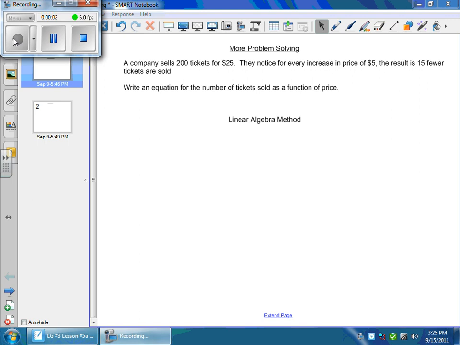All right, here's an interesting little question that was brought up in the learning guide, and it's actually number 10 on the multiple choice. So I want to show you this one because it also appears again in the long answer. So here's the question. It says a company sells 200 tickets right here. The price is $25, which is kind of interesting. They notice that for every increase of price of $5 will result in 15 fewer tickets being sold.